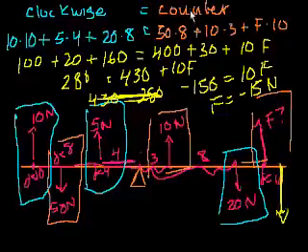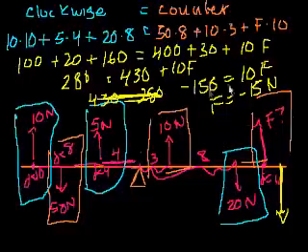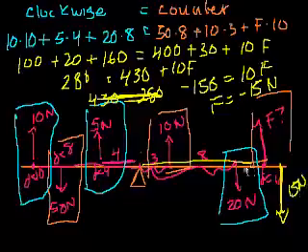We assumed that it was in the counterclockwise direction, but when we did the math, we got a minus number. Excuse me, I apologize if I blew out your speakers with that sneeze. But anyway, we assumed that it was going in the counterclockwise direction, but when we did the math, we got a negative number. So that means it's actually operating in the clockwise direction at 15 newtons at a distance of 10 from the moment arm.